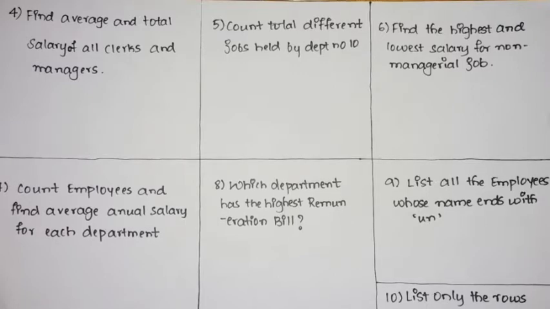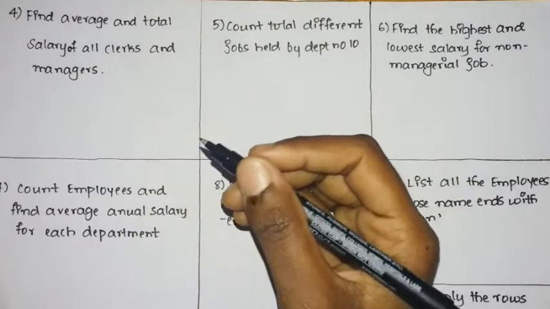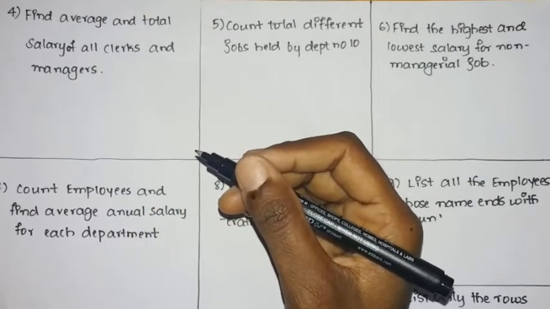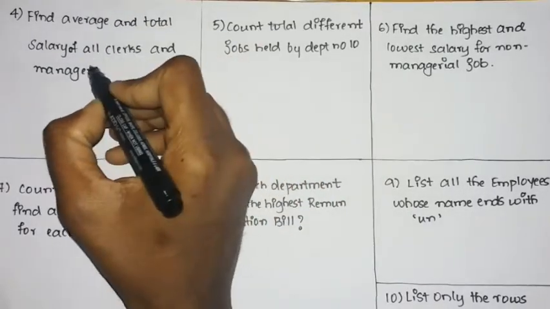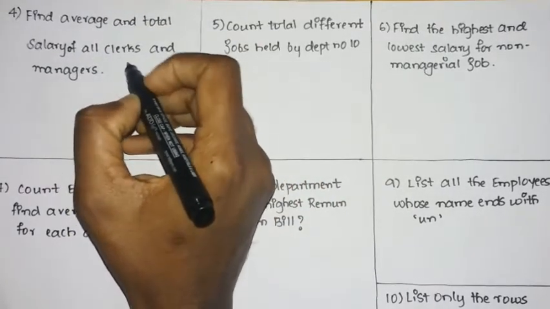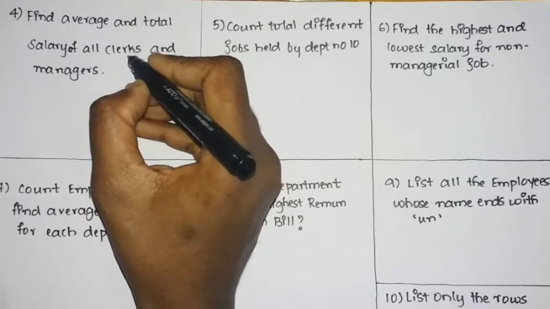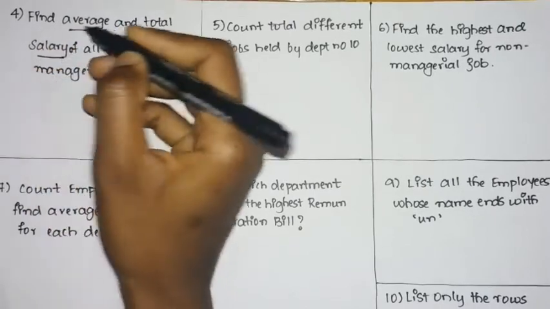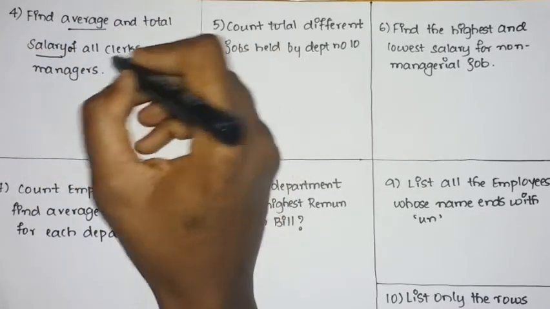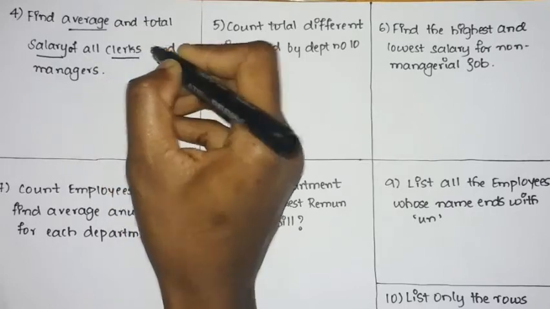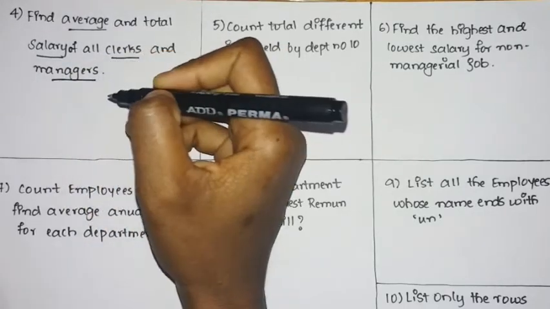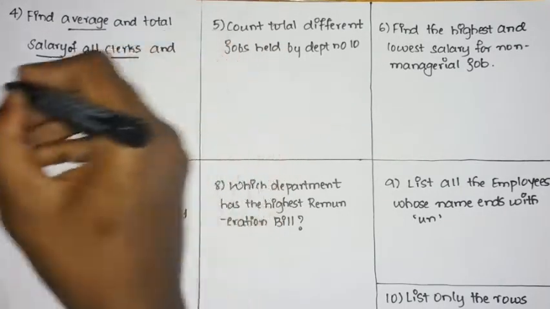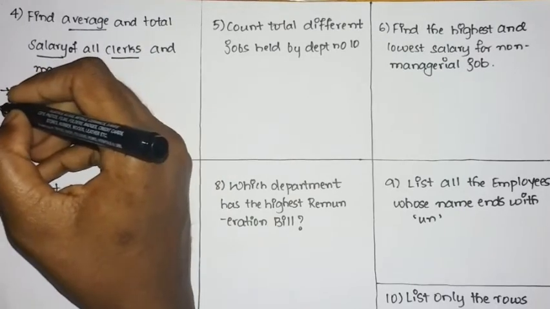In this video again we shall see some more questions which we can solve through aggregate functions as well as the select clause. So we shall quickly see the fourth question using the aggregate functions. Find the average and the total salary of all the clerks and managers. They have told us to find the average as well as the total salary, which means sum of salary, of all the clerks as well as the managers. So now we shall quickly begin writing the query.